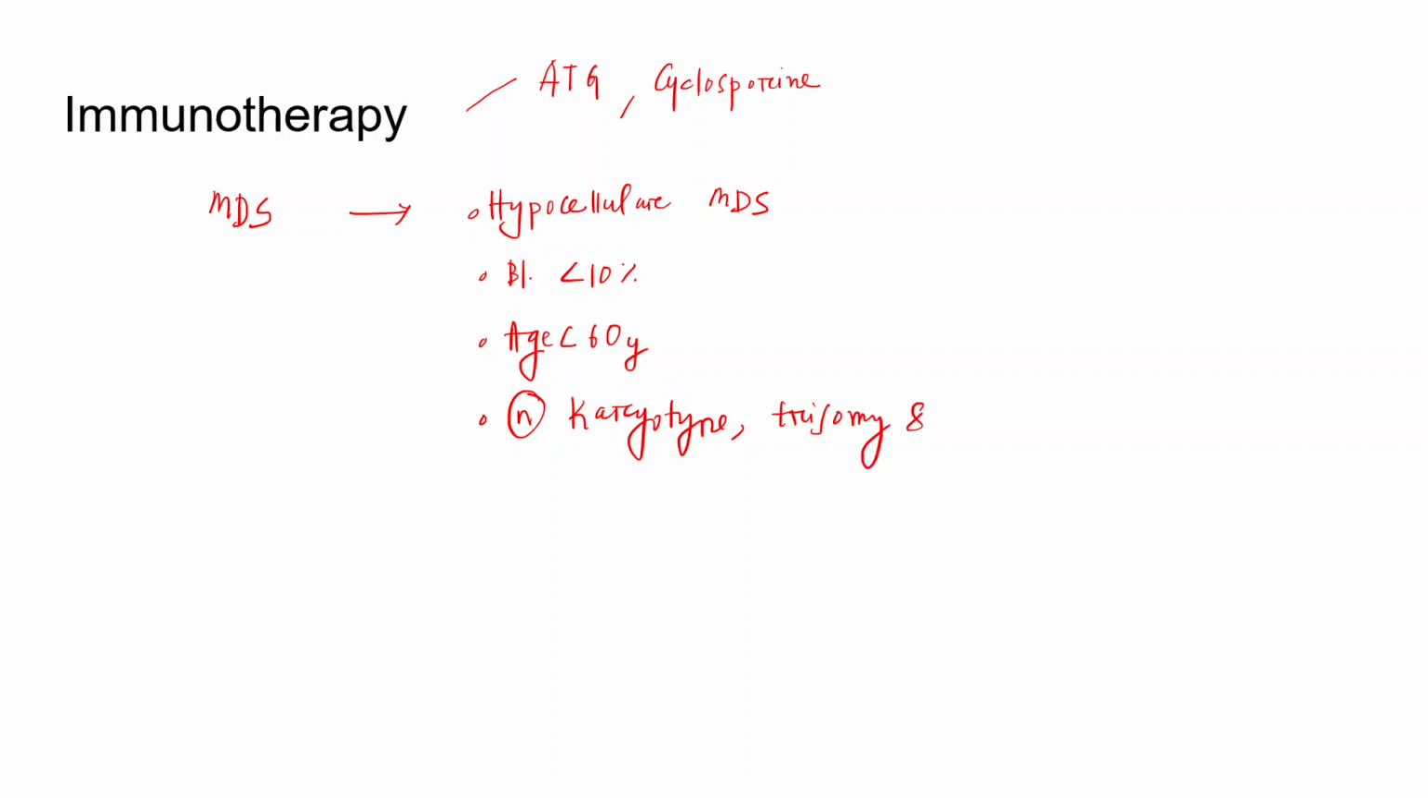If all these things are fitting, then you can give a trial of immunotherapy, that is ATG plus or minus cyclosporine. So the main indication is hypocellular MDS, which will behave similar to aplastic anemia. So in some cases they might respond to immunotherapies. One more thing is if the patient has HLA-DR15, they'll have a good response to this immunotherapy.